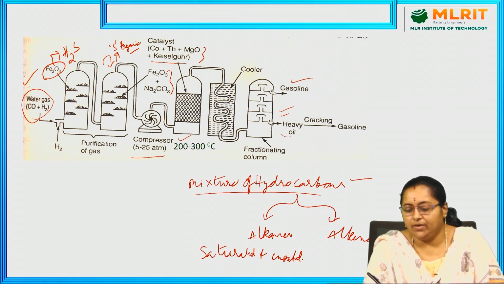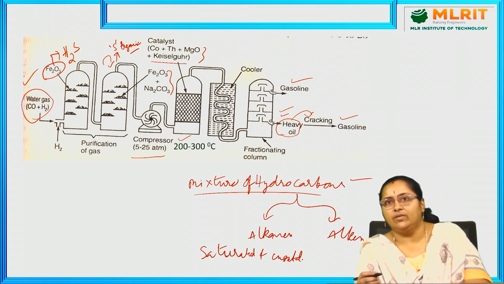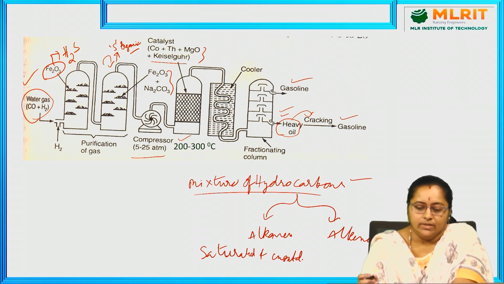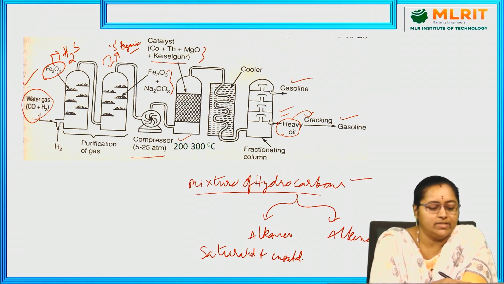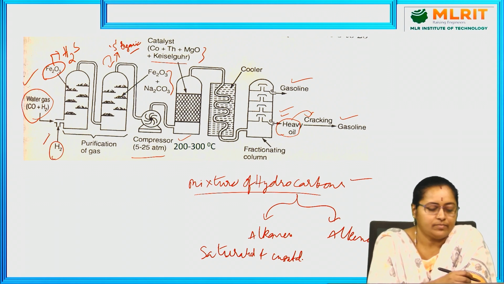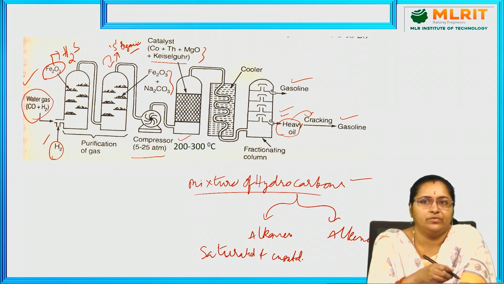So this heavy oil, again, can be subjected to the cracking process, thereby producing gasoline or synthetic petrol. Coming to this Fischer-Tropsch method, what reactant have we considered? Water gas. And what is the chemical composition of water gas? Carbon monoxide and hydrogen. First it is subjected to hydrogenation, and then the hydrogenated water gas is allowed to pass into two purification chambers.